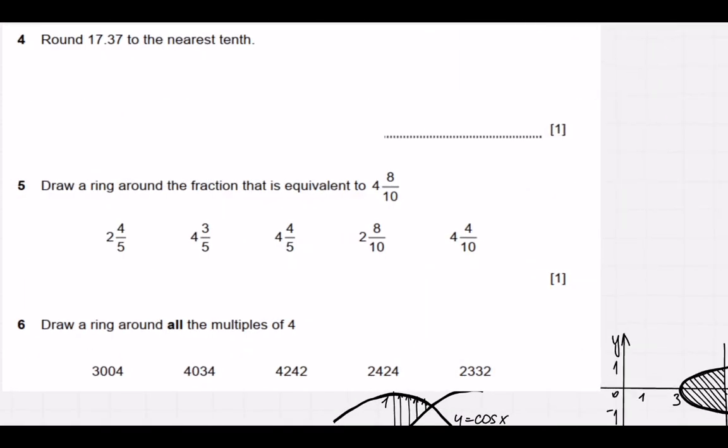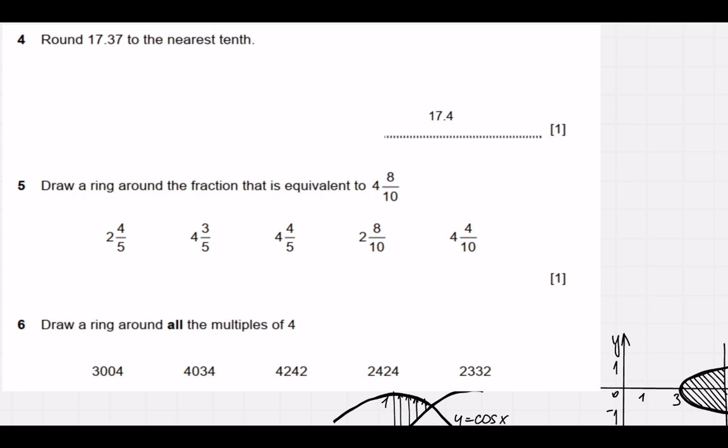Round 17.37 to the nearest tenth. What is the tenth place value here? It is 3. Check next door. It's 7. Is 7 strong or weak? Strong. So 3 will be 4. 17.4. Some people will say, okay, I will put 17.40. This will be a wrong answer, since the question said to the nearest tenth, so the last digit must be in the tenths. I could not put 0 beside it because it will be in the hundredths. It's only 17.4.